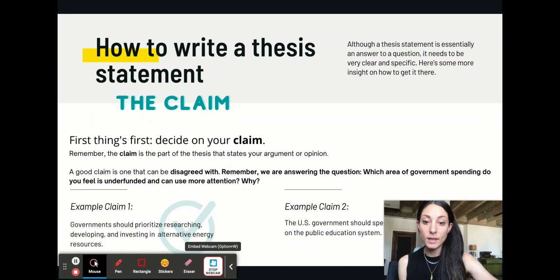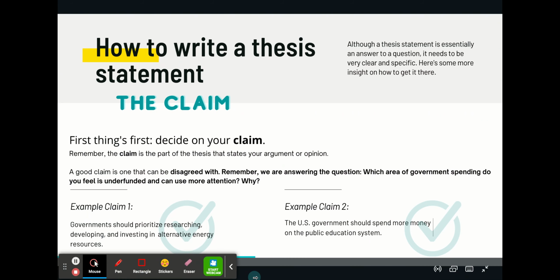A good claim is one that can be disagreed with. Remember, we are answering the question, which area of government spending do you feel is underfunded and can use more attention, and why? So you'll have to think about your answer and also consider, does everybody agree with this? Because if so, there's no point in writing about it. But if it's controversial, if it's something that you need to defend, then you're probably in a good spot.